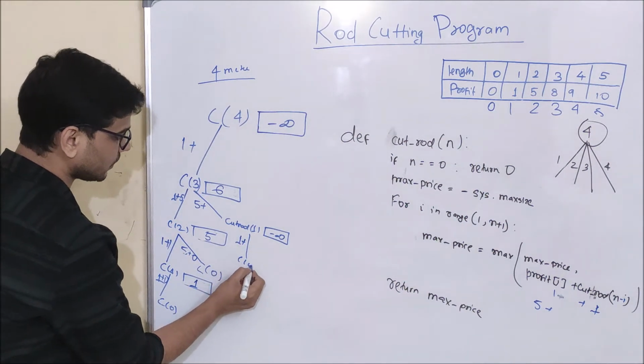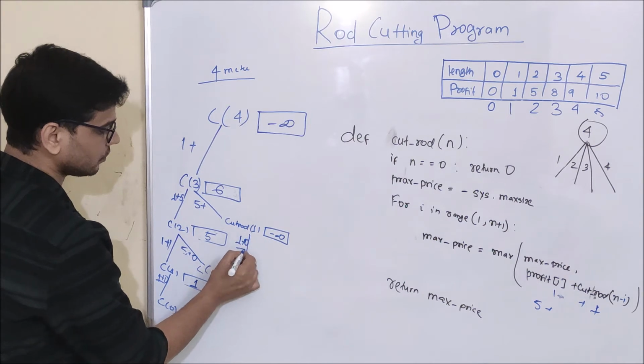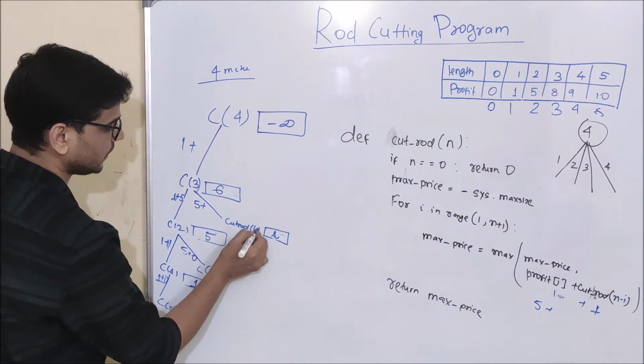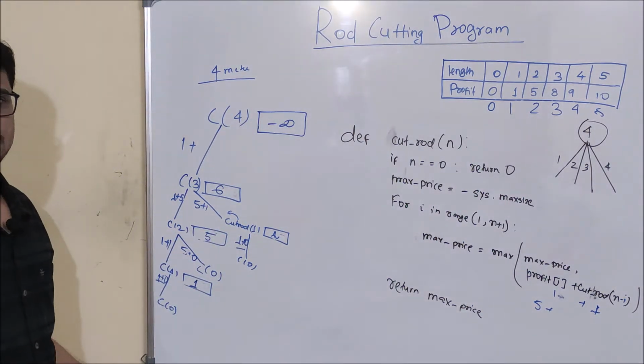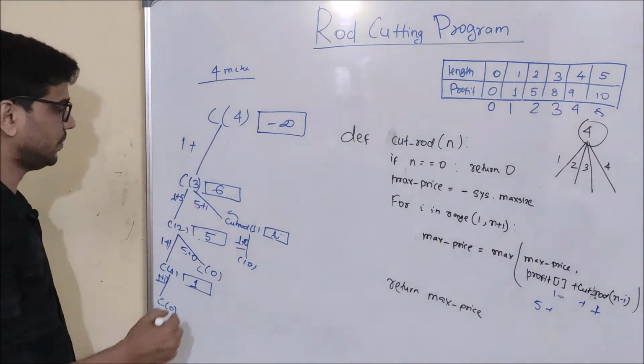1 plus cut rod of 0 will be called, and here 1 plus 0 will be equal to 1, which is greater than minus infinity. So 1 will be updated and 1 will be returned. So 5 plus 1 is equal to 6, correct? And this 6 is equal, so nothing is going to happen.